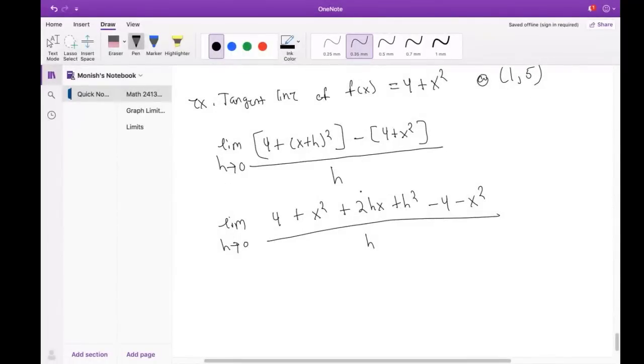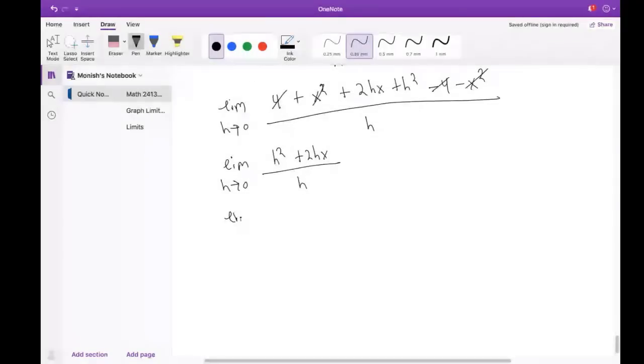And from this we know that the 4's will cancel, the x squareds will cancel, and we'll be left with 2hx and the h squared. So we'll have the limit as h approaches 0 of h squared plus 2hx over h.